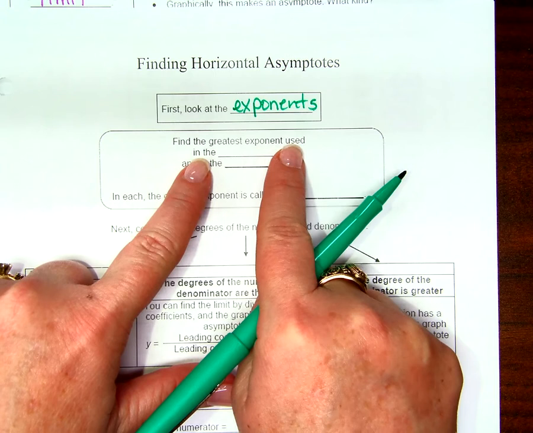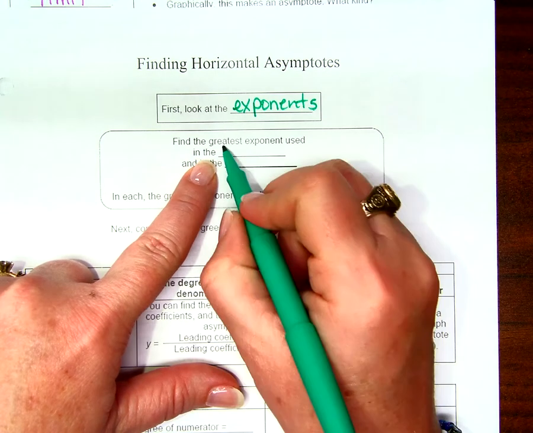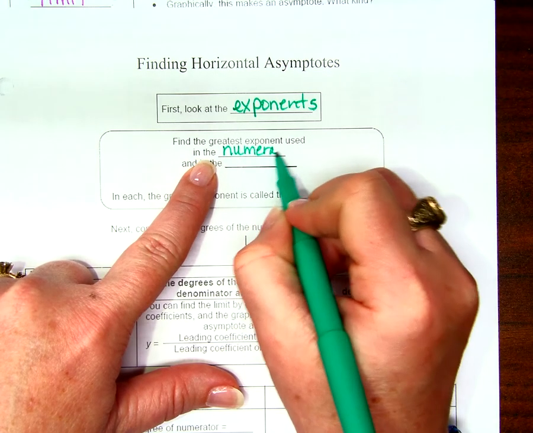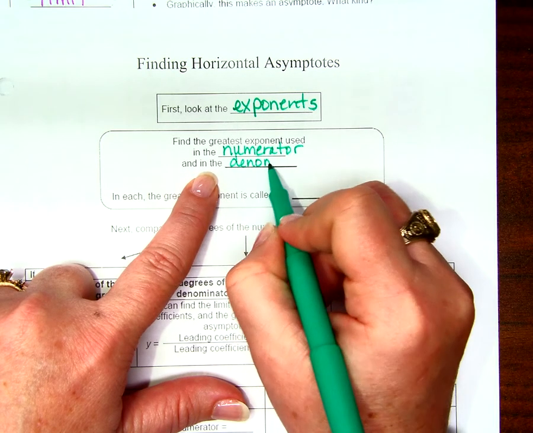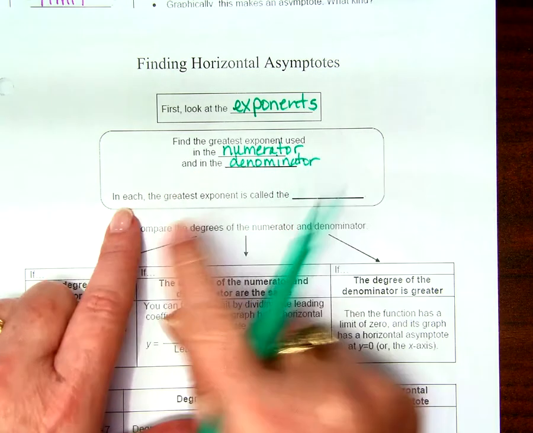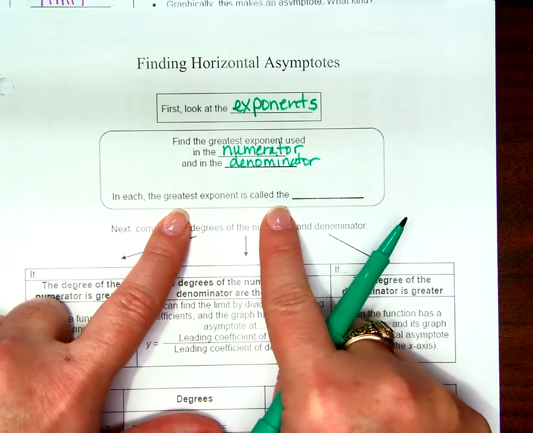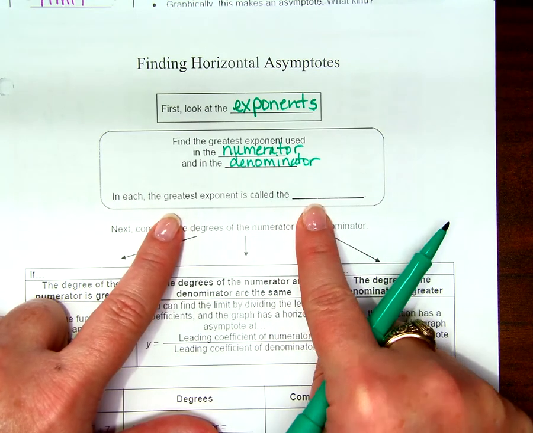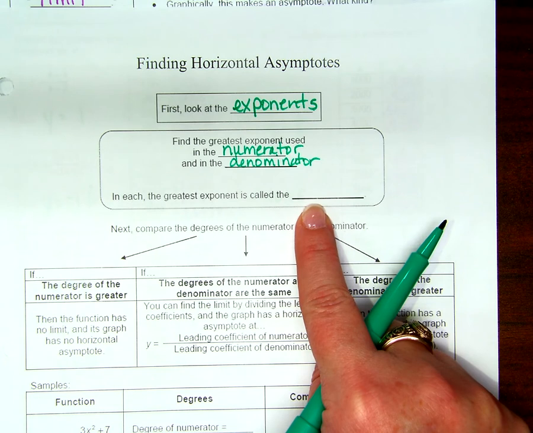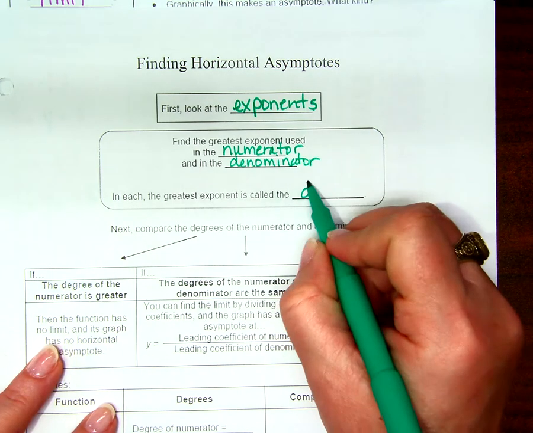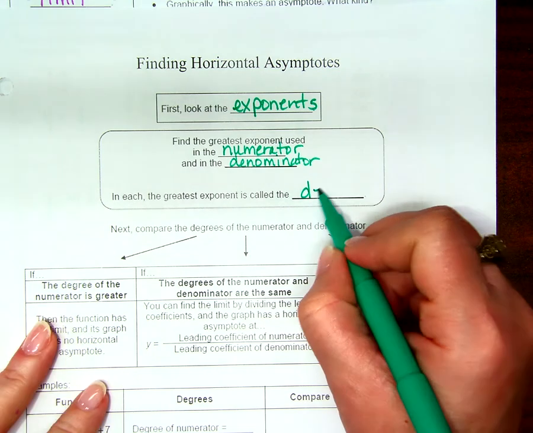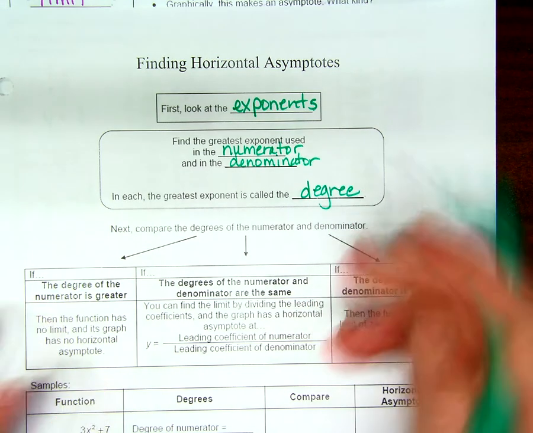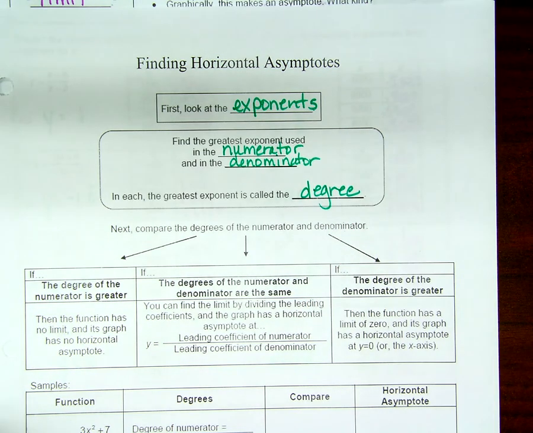Find the greatest exponent used in the numerator and in the denominator. In each, the greatest exponent is called the, do you remember what it's called? We talked about it last semester. You have said it 3 times. I was trying to let everyone in the room have a chance to think. You are correct that you said it 3 times.